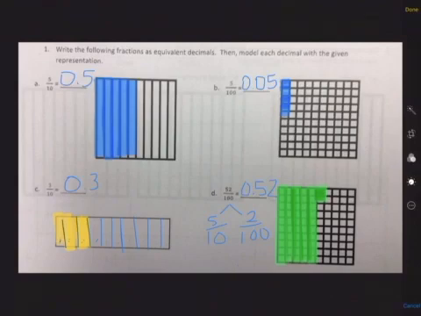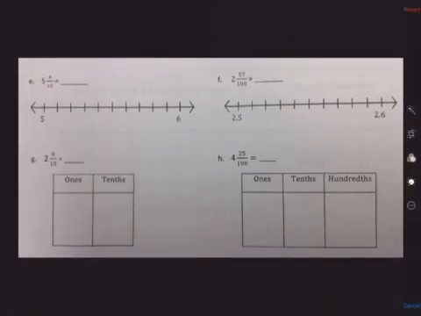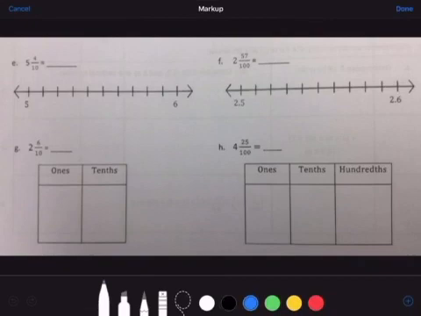Let's go ahead and do E, F, G, and H on this one. So then we look at E. E gives us 5 ones and 4 tenths. So we need to first put it in decimal form. So that's going to be 5 in the ones column, and then 4 in the tenths column. Make sure we can see those decimals. But now I need to show it on my number line.